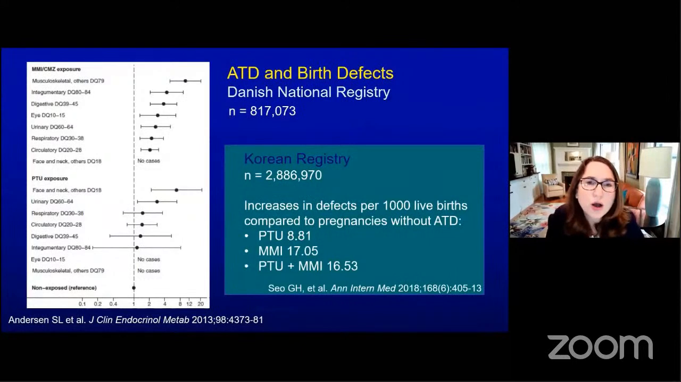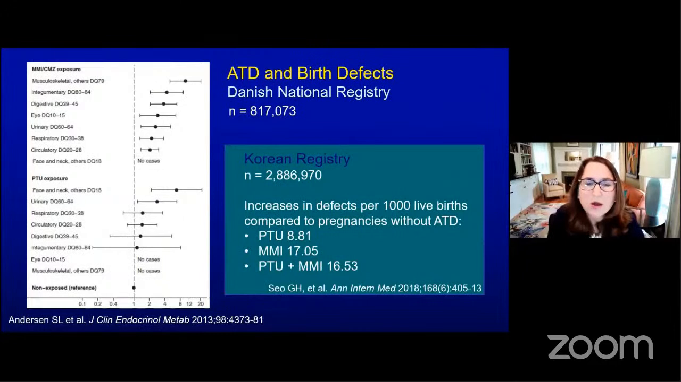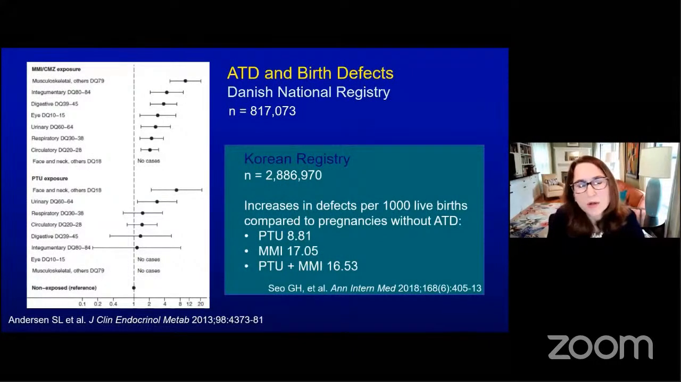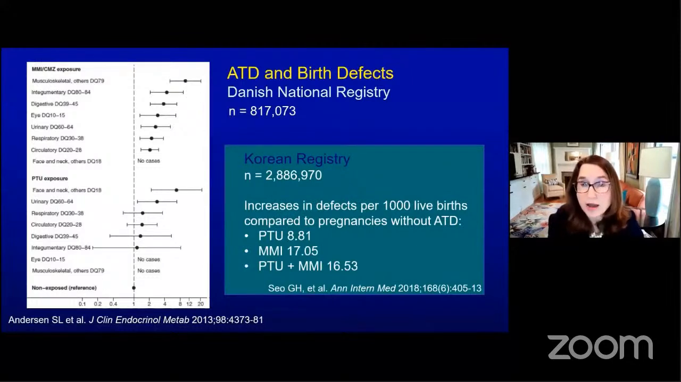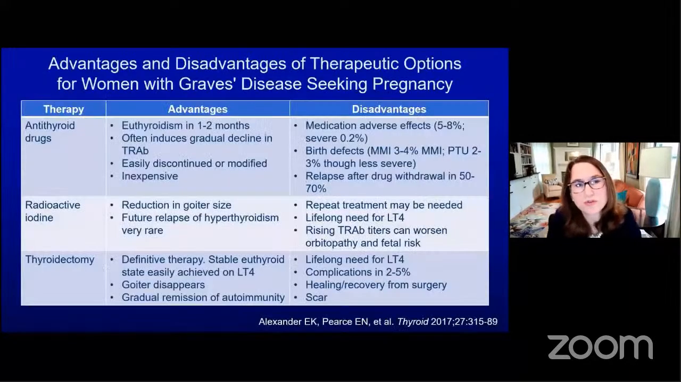It did show a slightly lower incidence of these birth defects. So in this Korean study, the risk seemed to be about 9 in 1,000 live births to women taking PTU will have a birth defect that seems to be associated. With methimazole, it's higher. It's 17 in 1,000 live births. And unfortunately, in this study, women who were exposed to both antithyroid drugs in the first trimester seem to have children at risk for both sets of defects. So we don't have an unequivocally safe antithyroid drug that can be used in the first trimester.